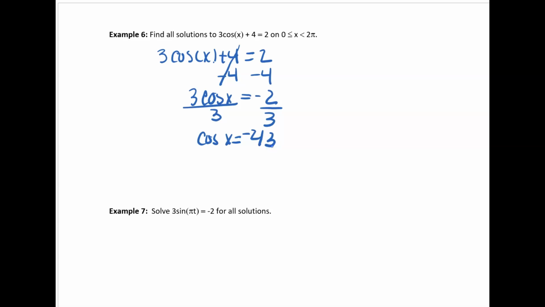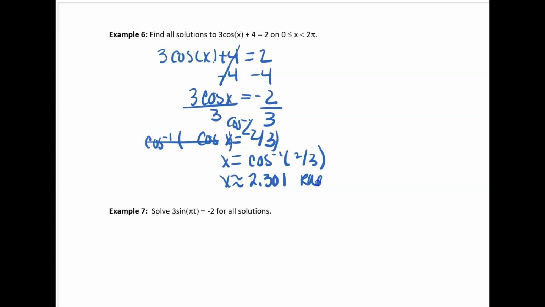Now, -2/3 is not on my unit circle, so I'm going to use the inverse function on both sides to work with that. So that gives me x equal to the arc cosine of -2/3. Now I'm going to do this one in radians, so go in your calculator and type in arc cosine of -2/3, and that gives you an approximate value of 2.301 radians.